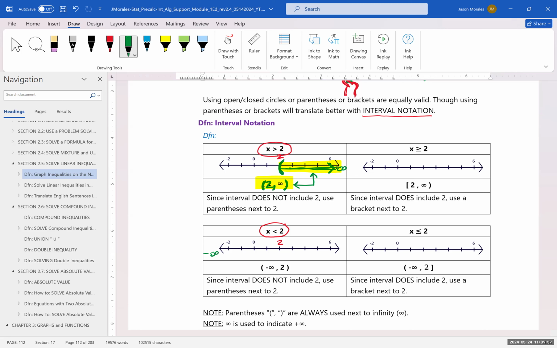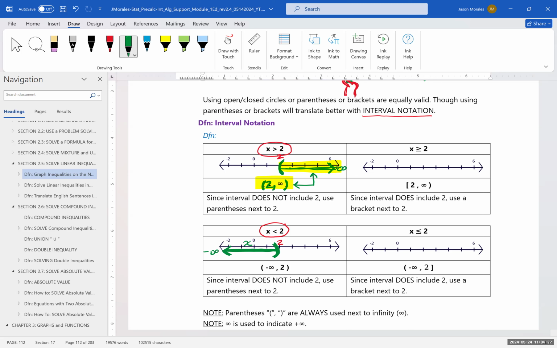Okay, so here at 2, we know the values are going to go from 2 and to the left, because these are values of x that are less than 2. So we need to make a right parenthesis now, kind of like holding or cupping the values that are going in the negative direction.